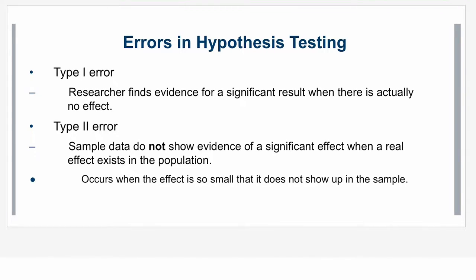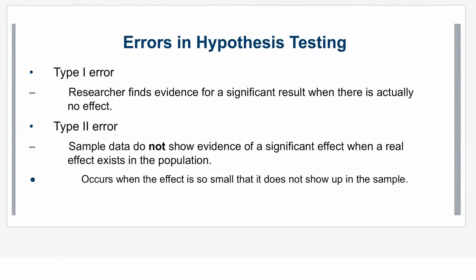Now, a type 2 error is the complete opposite of that. The sample data did not show evidence of an effect, but there really actually is a significant effect in the population. You just didn't detect it. So this is often called a fail to detect, because you did not detect the effect or the relationship that truly does exist. Most of the time, this occurs when the effect is really small, so it doesn't show up in the sample, either because the effect is just really small or because your sample size is small.